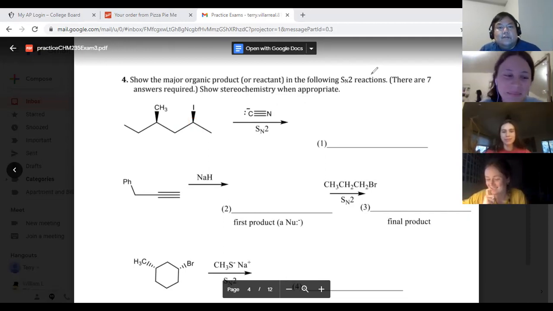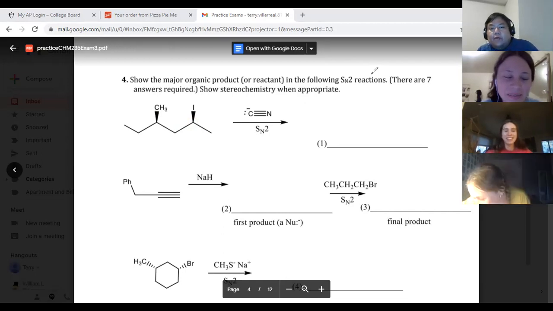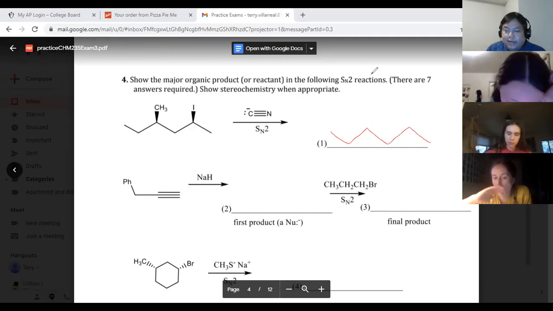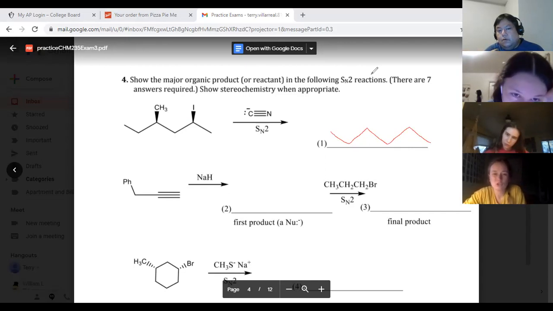Nothing personal. Okay. So now when I draw my chain, when I have my stereo center, do I get a 50-50 mix? Do I get one product? What happens in SN2? Isn't it just one major product? It's only one product. There's no major or minor with SN2. It is going to be inversion, right?